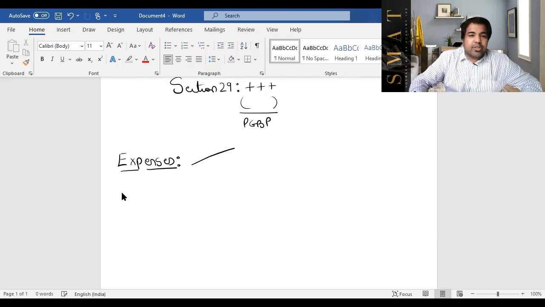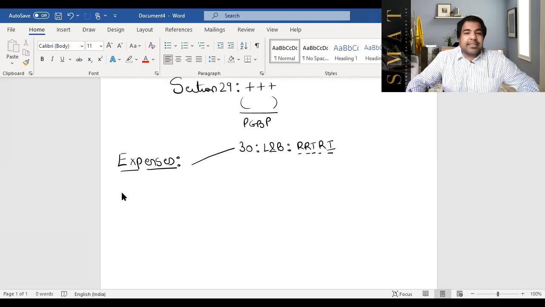Section 30 is the first section. Section 30 is based on land and building, basically your office, etc. And any RRTRI. What is the shortcut? Rent, rates, taxes, repairs, and insurance. I repeat, rent, rates, taxes, repairs, and insurance. Rent goes to your landlord. Rates and taxes go to the government. Repairs, of course, goes to the person who's repairing it. Insurance goes to the insurance company.